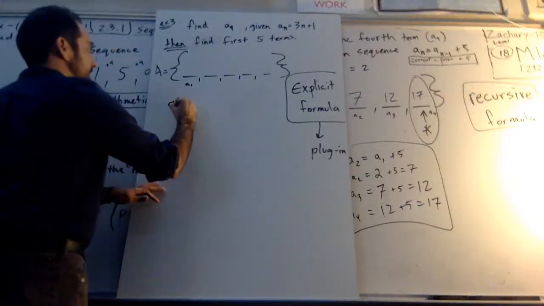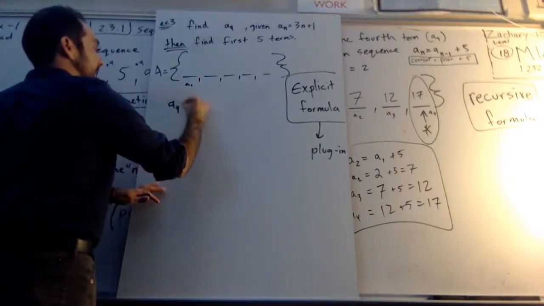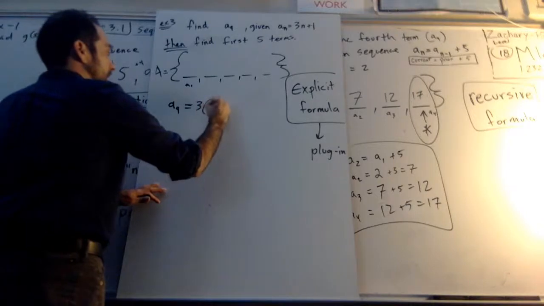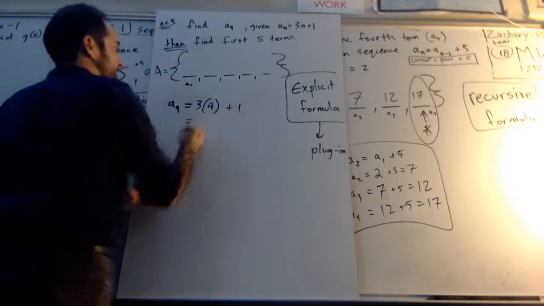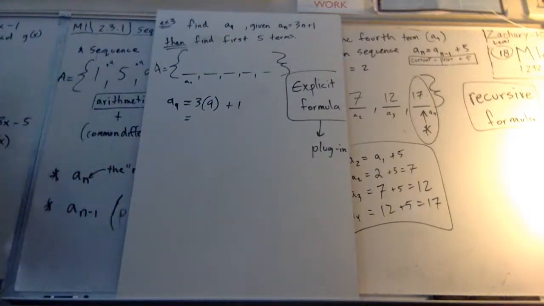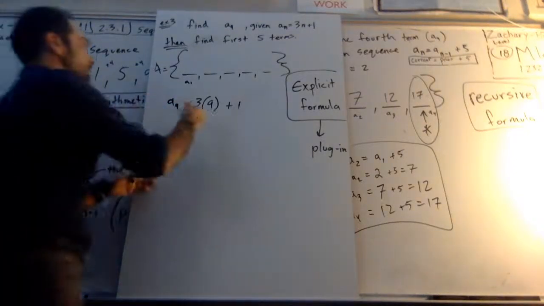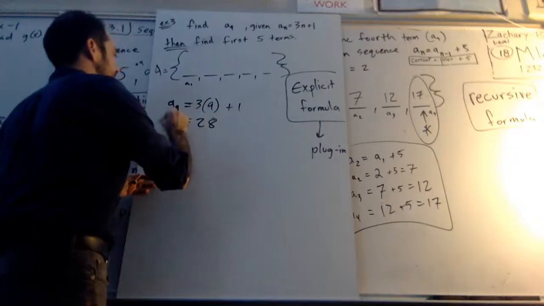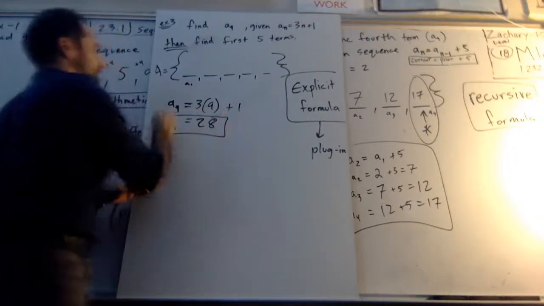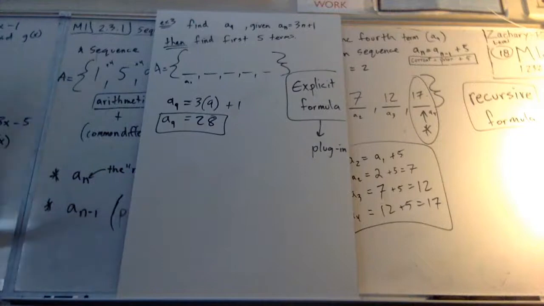So with that, we just have to go and do this. A sub 9 is equal to 3 times 9 plus 1. What's 3 times 9, guys? 3 times 9 is 27. 27 plus 1, 28. So it's really easy to find, with explicit formulas, what value it gives you.